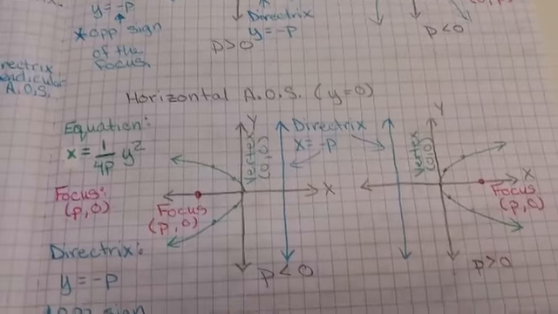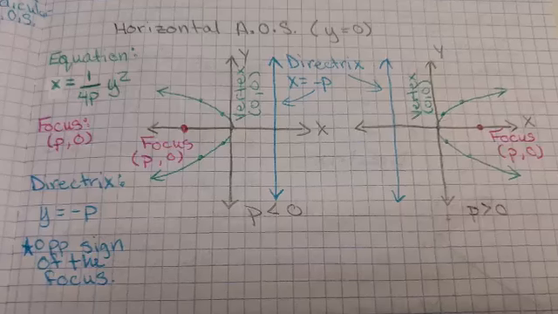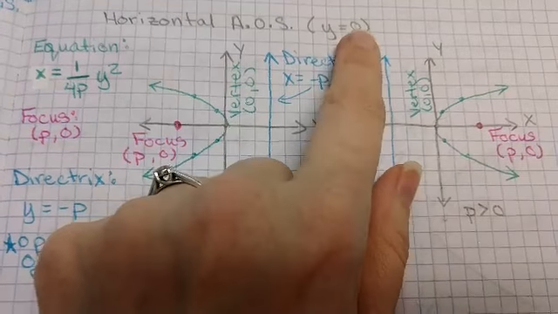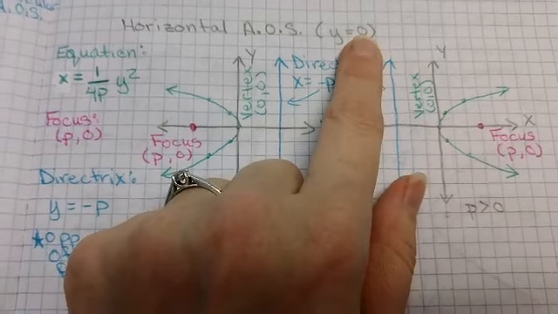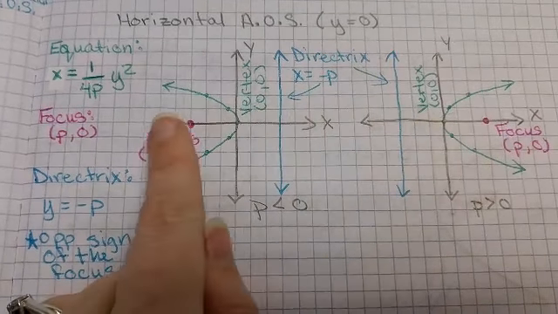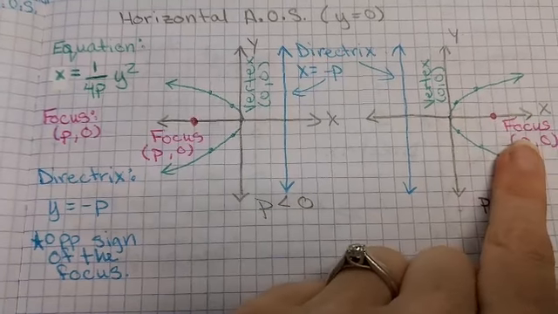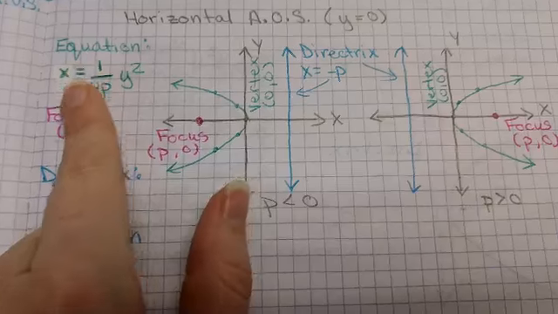Okay, next we have our horizontal axis of symmetry. So that means that we're going to have y equals 0 this time. So the last one was x equals 0, this one's y equals 0. And this time our parabolas are going to be going to the left or to the right. So our equation is going to change a little bit.